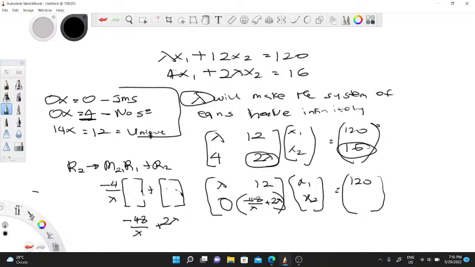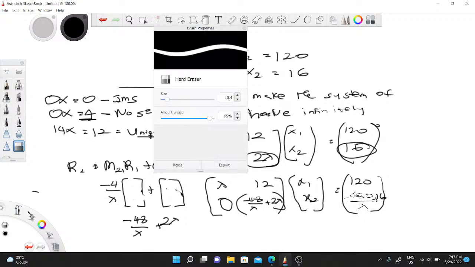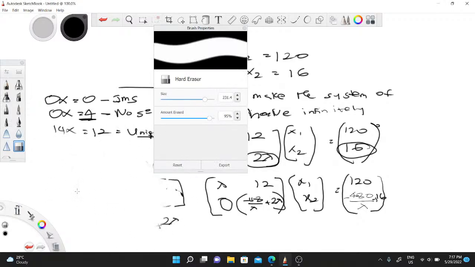Let me just fit it in here. What would you have? It's negative 480 over lambda plus 16. That's what you would get over here. So now you have this type of equation. I just assume that you know what will happen next.